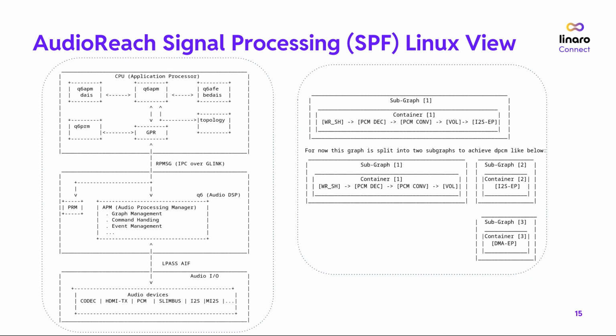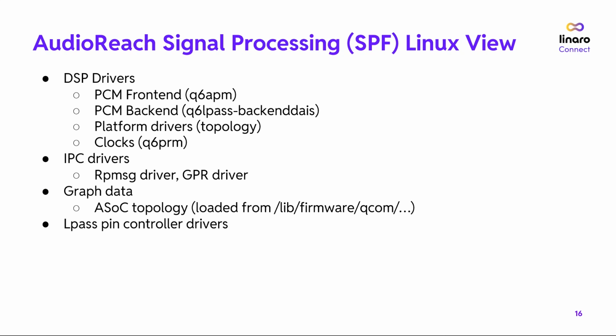On the right side, there's an example of the graphs. I will say more about graphs in a bit. From the driver's point of view, this is a similar slide to the one before. We have the PCM front and back end. The drivers have different names. We also manage clocks. What's different here is that we use not the APR but the GPR driver for the transport, and we also have the graph data. For the graph data, we use the audio SoC topology. This is common for the Linux kernel; other projects, like Intel and AMD sound, use this topology as well.